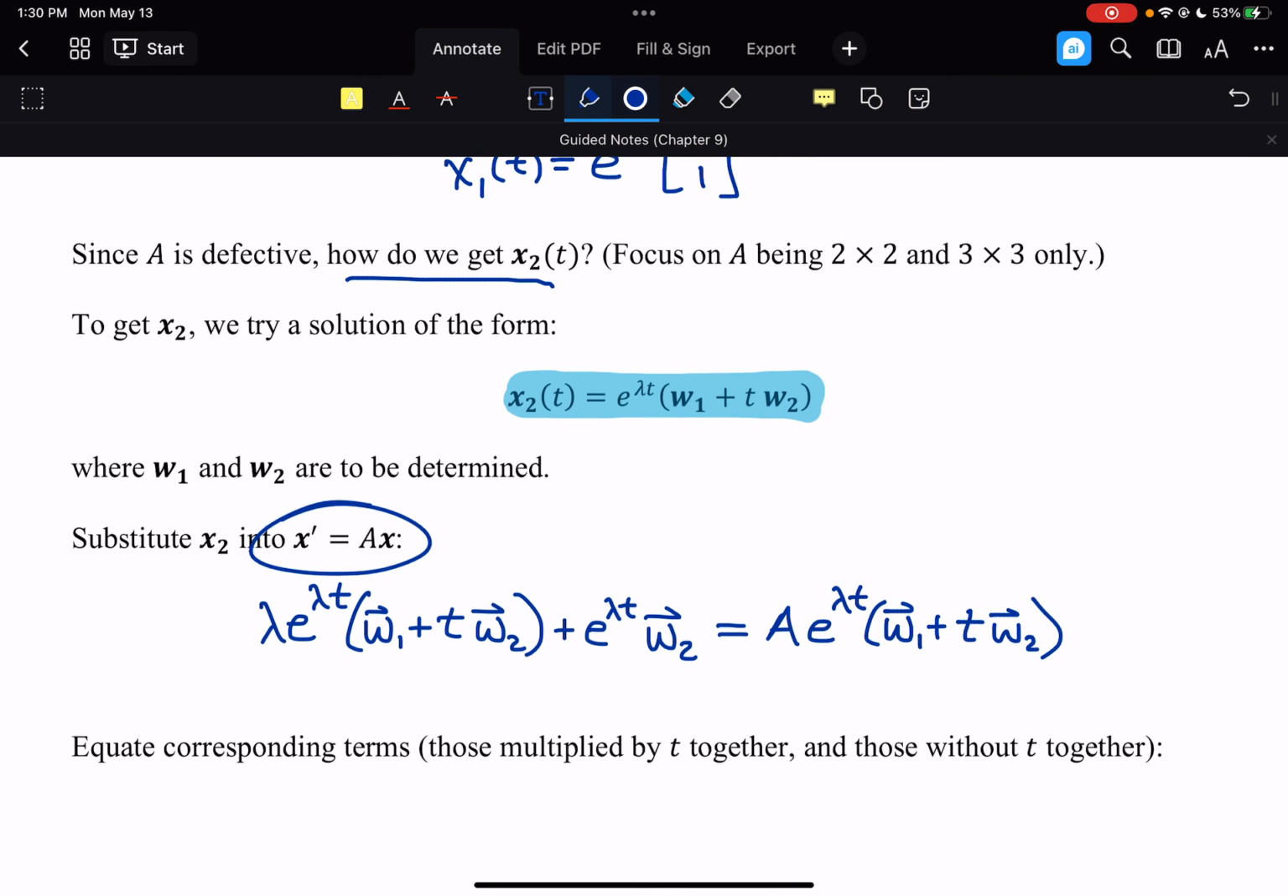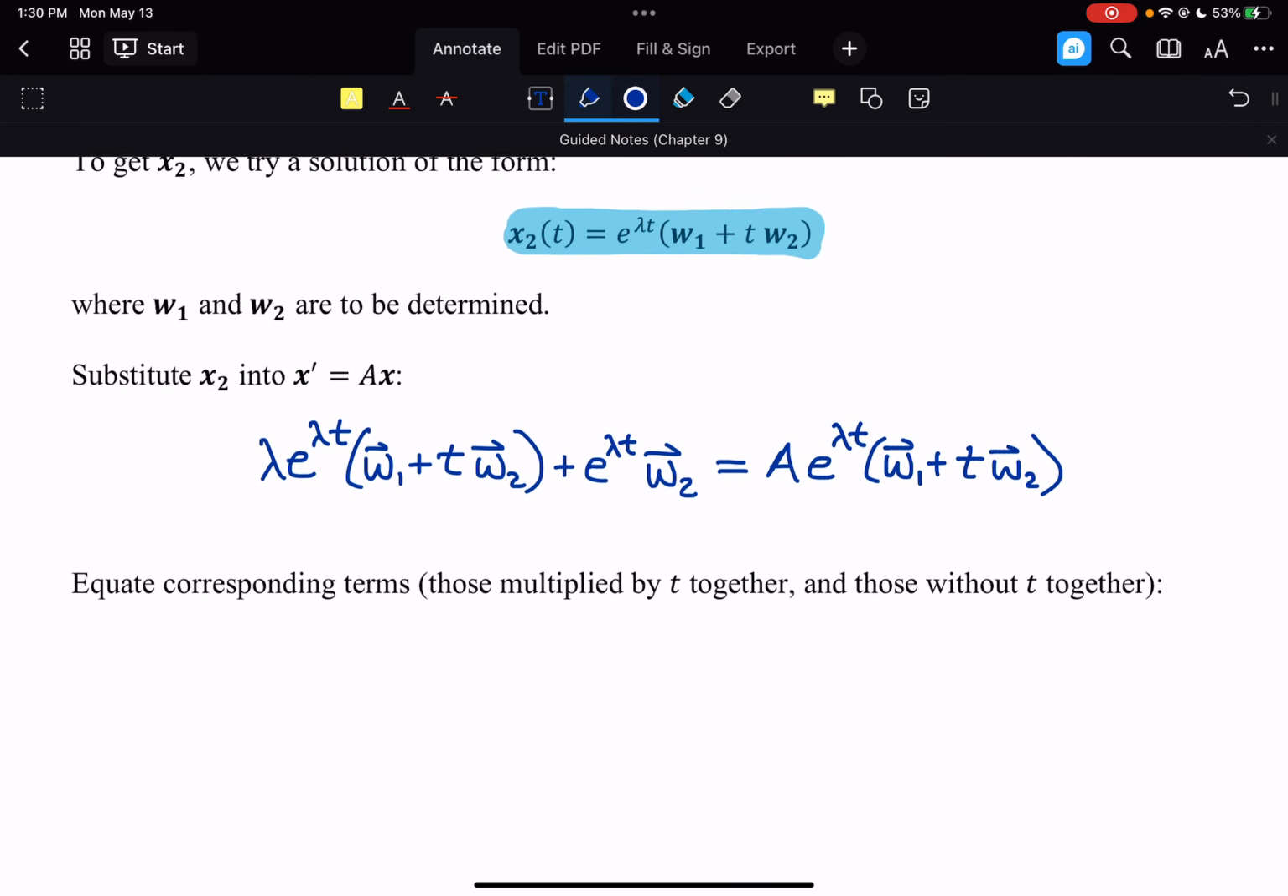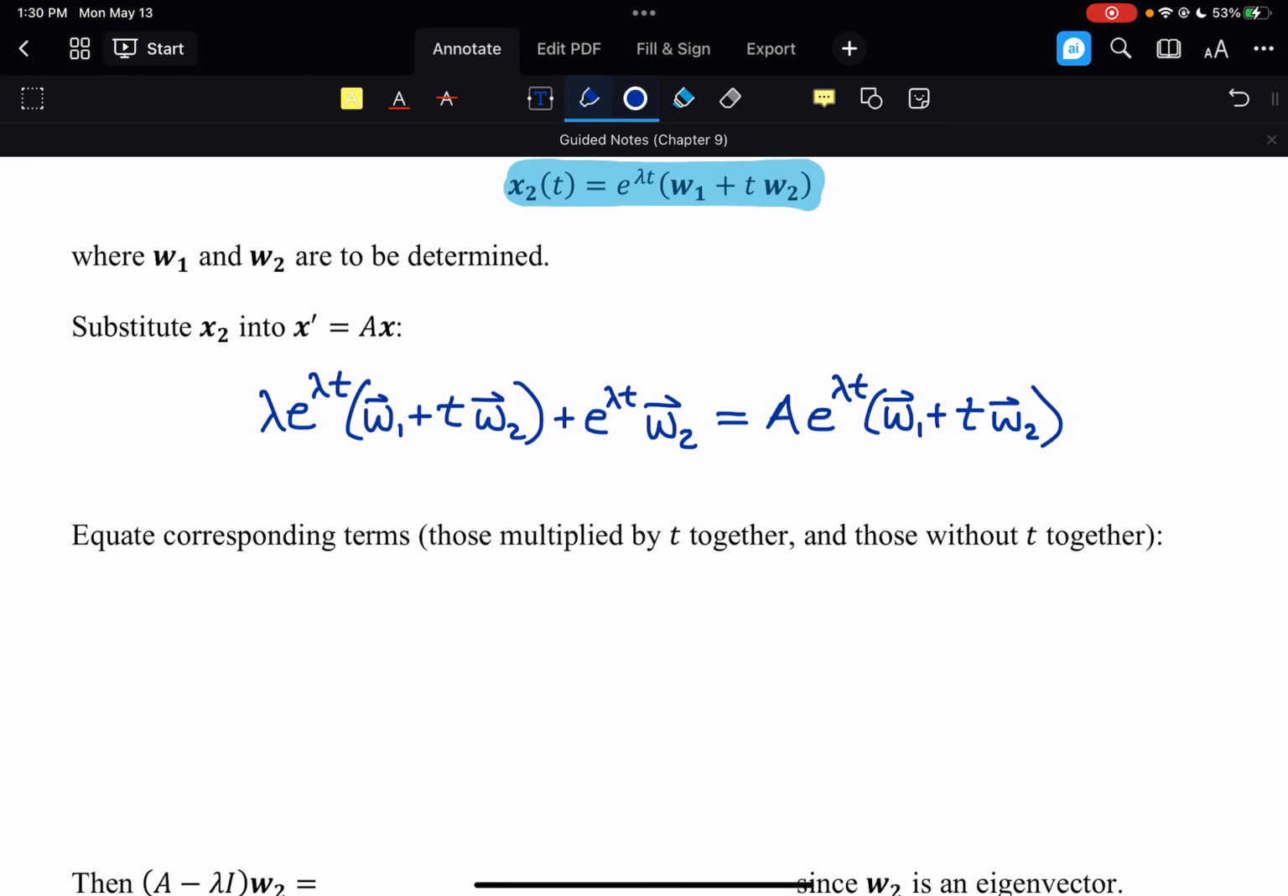If we're plugging this solution into our general form of our system, we're going to equate the corresponding terms to each other. Any term that is multiplied by t, we're going to equate the coefficients of those t's, and then we're going to take all the ones that are not attached to a t, and equate all of those to each other. So for our t terms on the left-hand side, we get lambda e to the lambda t times w2 must be equal to the coefficient on this t, which will be A e to the lambda t times w2.